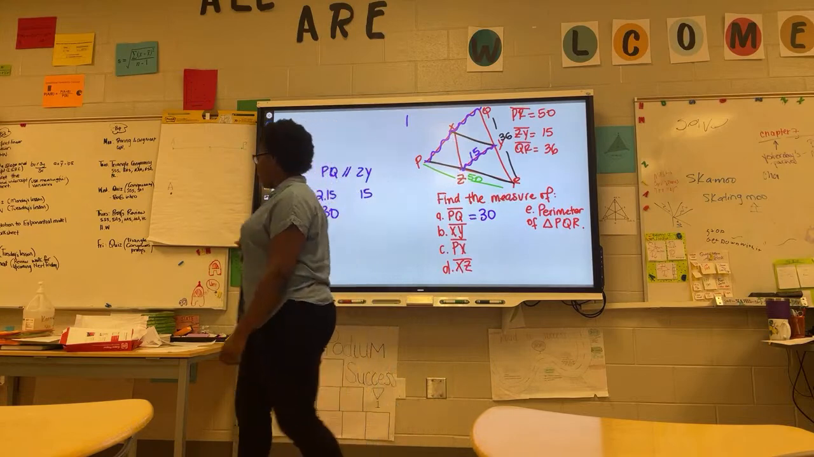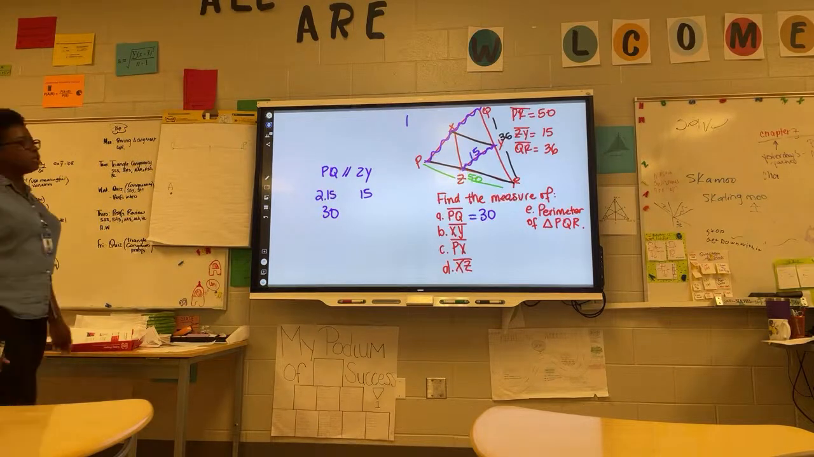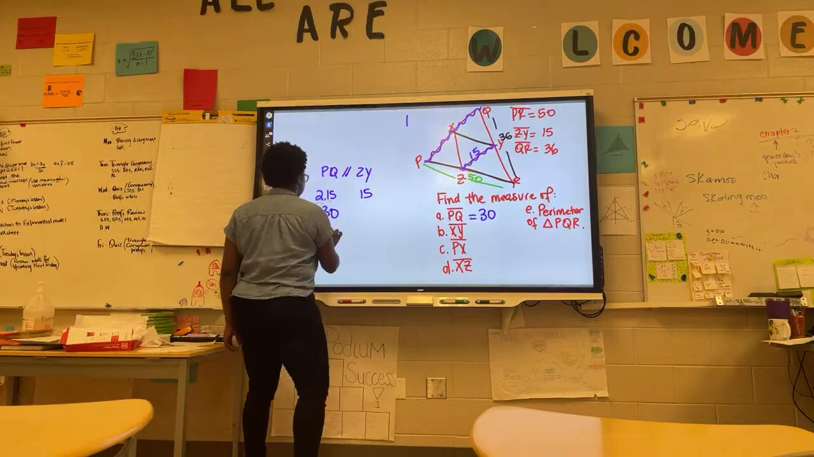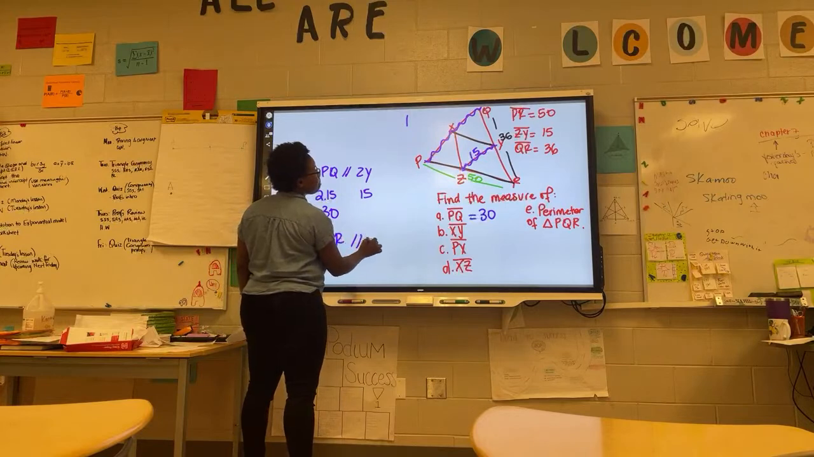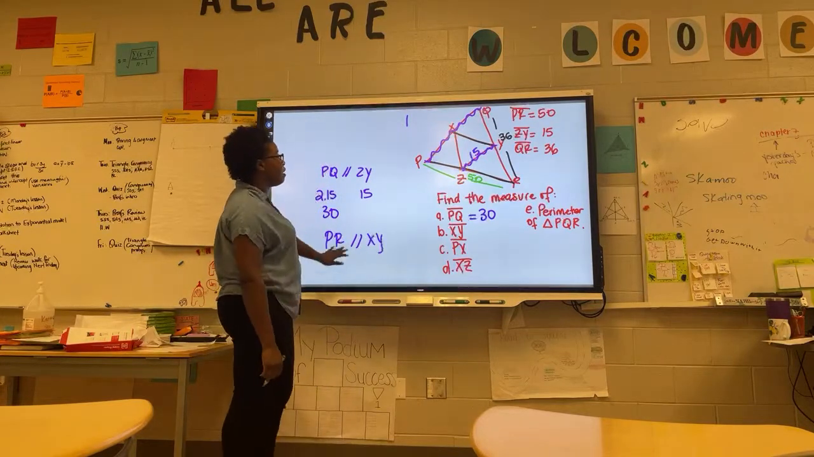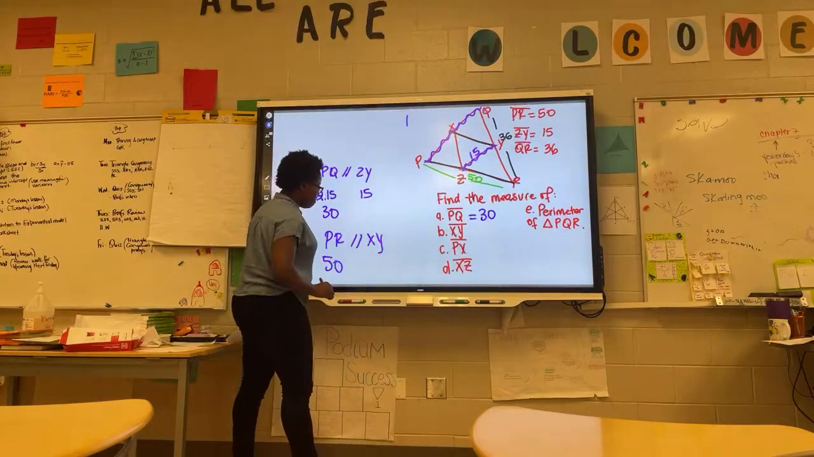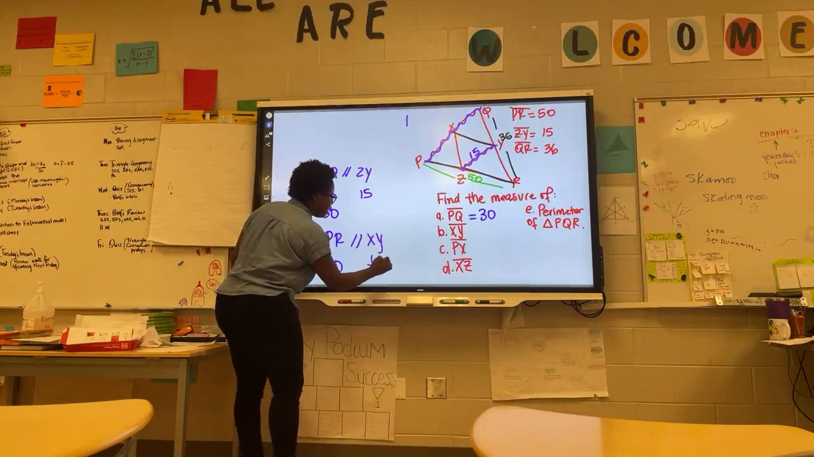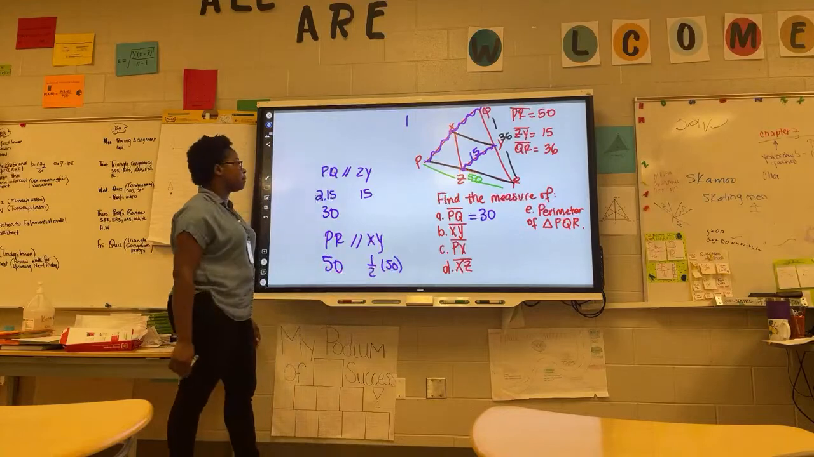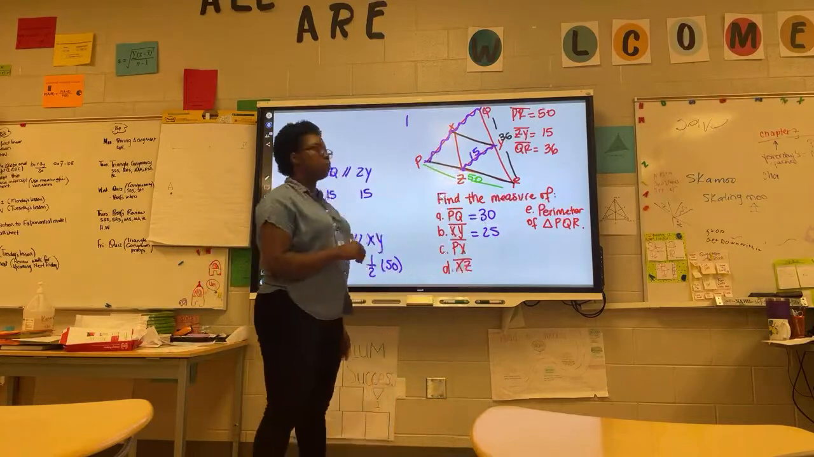We know XY is parallel to PR, and so PR is parallel to XY. If they're parallel, the length of PR is the longer length, and that's 50. So XY is going to be half of PR. So XY is half of 50, and half of 50 is 25. So XY is equal to 25.